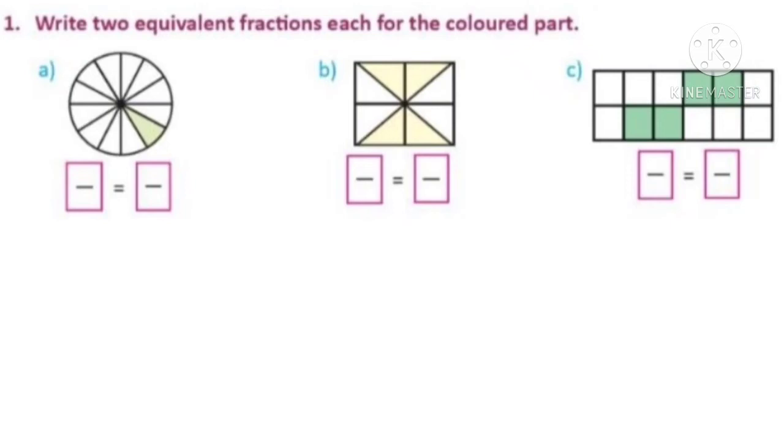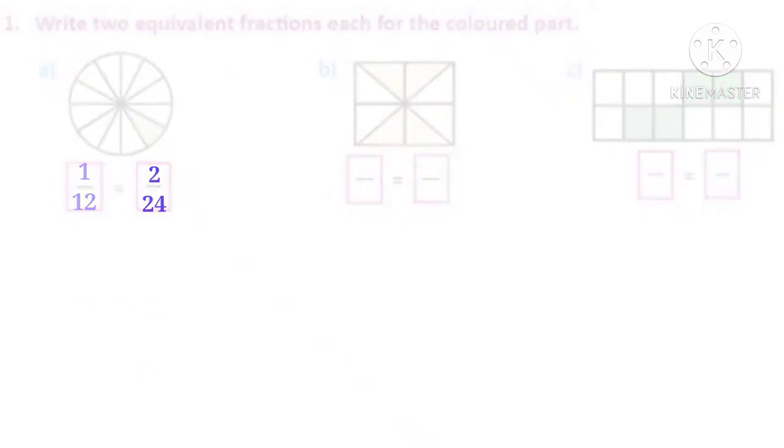First sum, write 2 equivalent fractions each for the colored part. Here you can observe that the circle has been divided into 12 equal parts. Among 12, one part has been colored green. So, the fraction is 1 by 12. Next, to make an equivalent fraction of 1 by 12, multiply numerator by 2 and even denominator by 2. We will get 2 by 24.